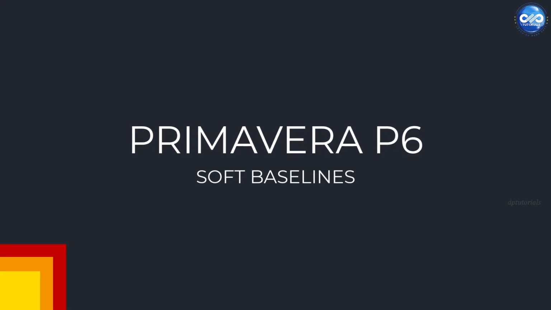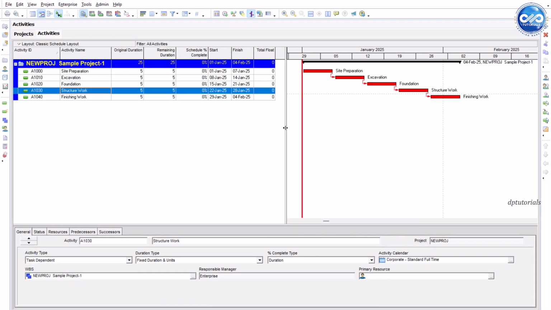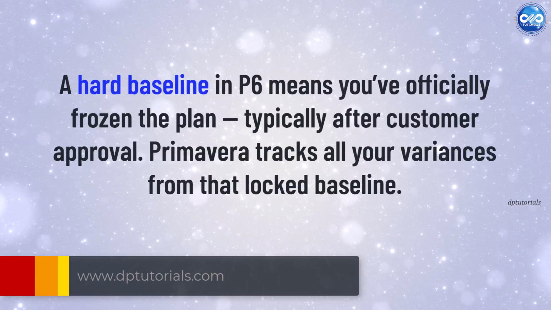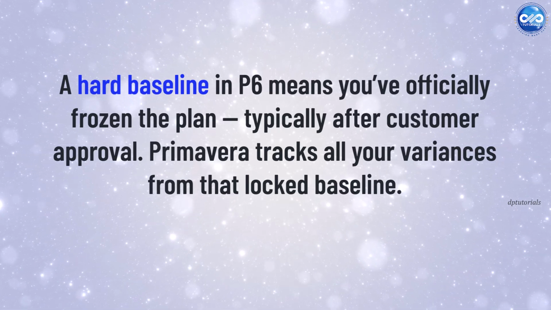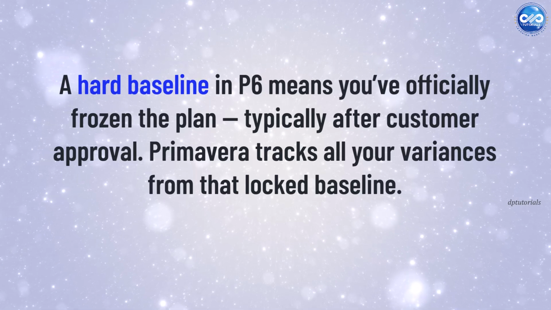In this video, I will show you how to create a soft baseline without freezing your project schedule in Primavera P6. Now you might be wondering what exactly is a soft baseline. A hard baseline in P6 means you have officially frozen the plan, typically after customer approval. Primavera tracks all your variances from your locked baseline.